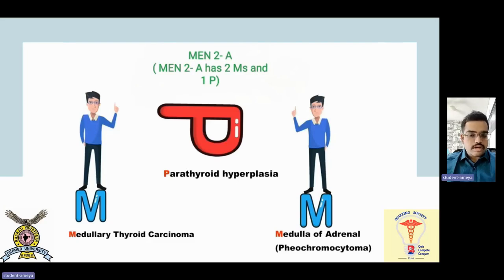Sorry, I apologize for my mistake. The two M's are adrenal medullary tumor, that is pheochromocytoma. Medulla comes, so that is the M, and medullary thyroid carcinoma, and the one P is parathyroid hyperplasia.